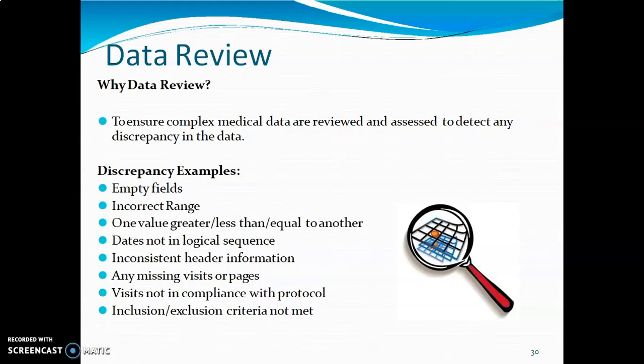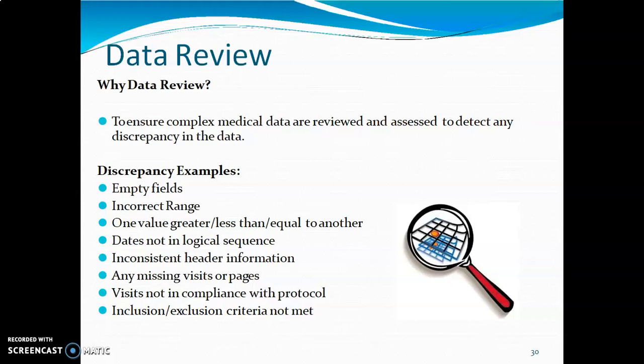So if it is not in the logical sequence, such things may happen. Sometime today the adverse event has started. Yesterday the drug was stopped because of the adverse event, so that confusion happens. If it is not matching, or there is inconsistent header information, the heading may not match the information below, or there are missing visits or pages. Because someday the physician has visited but that day's information is not there, discrepancies can be seen with this also, because each day's information should be recorded.